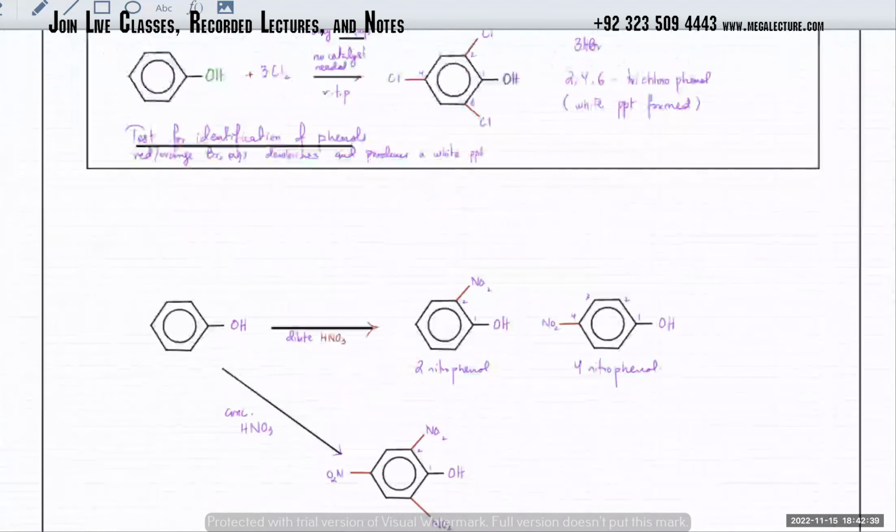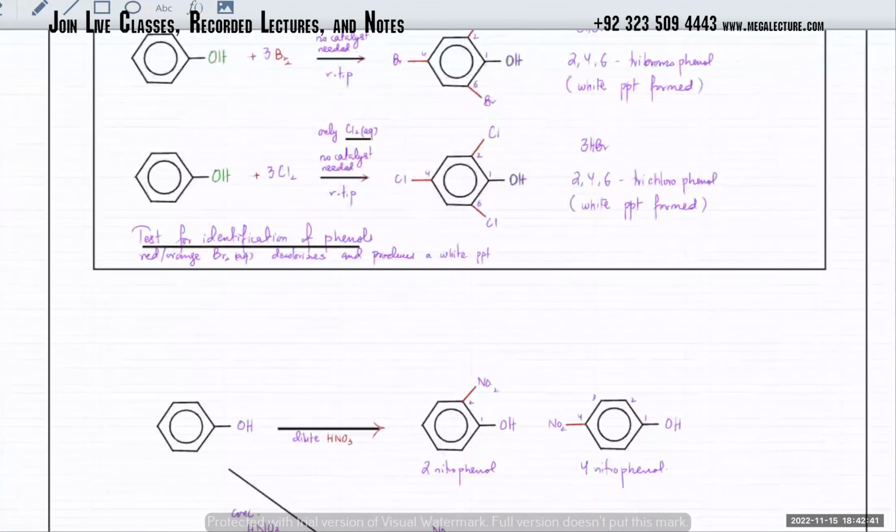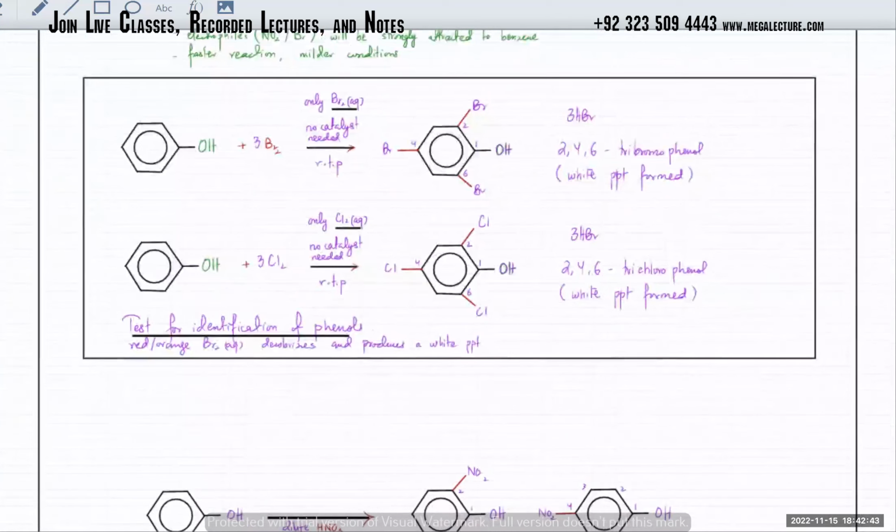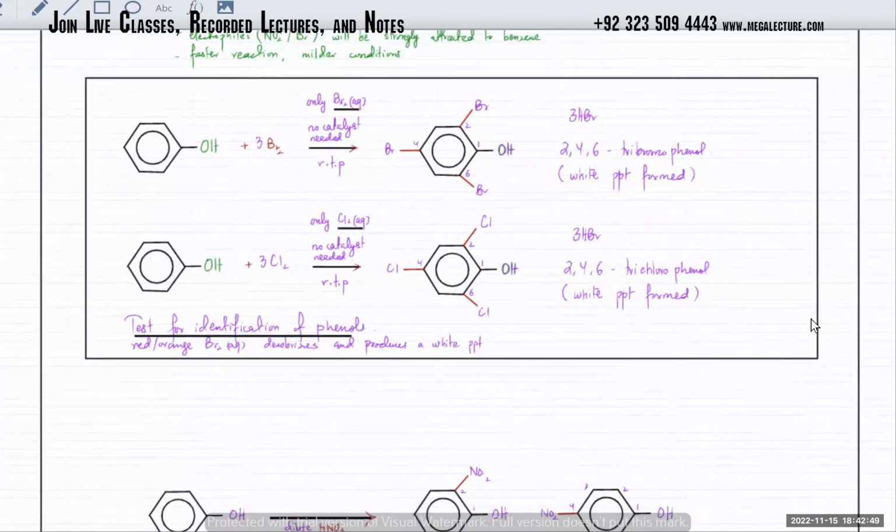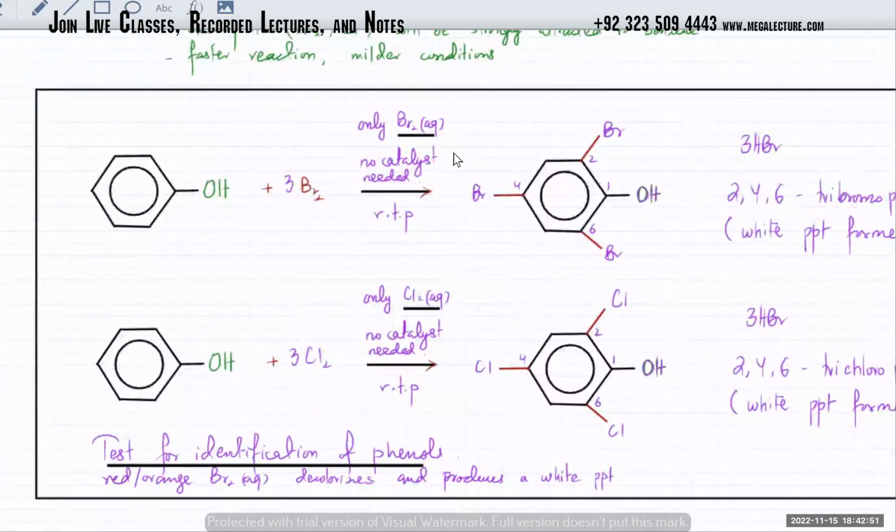तो थोड़ा सा रिएक्शन चेंज हो गया, थोड़ा सा। I mean, slightly the conditions have changed. Phenols, the mechanism is exactly the same. But why the conditions have become slightly milder. Previously, you had Br2 plus FeBr3 catalyst. Now you don't. No catalyst needed.